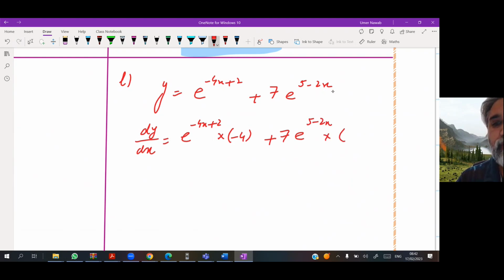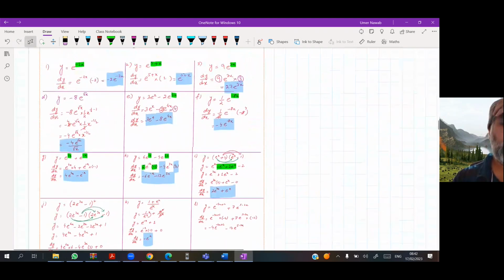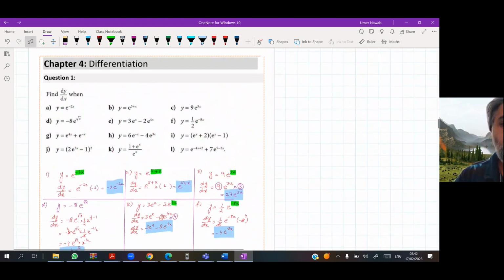Further, the derivative of 5 minus 2x is, you remember, 5 is 0, and the derivative of minus 2x is minus 2. Now simplify: minus 4 first, e raised to minus 4x plus 2, and then minus 2 times 7 is minus 14, e raised to 5 minus 2x, and that's all. So guys, you can see I have solved all the questions which are based on exponential functions.